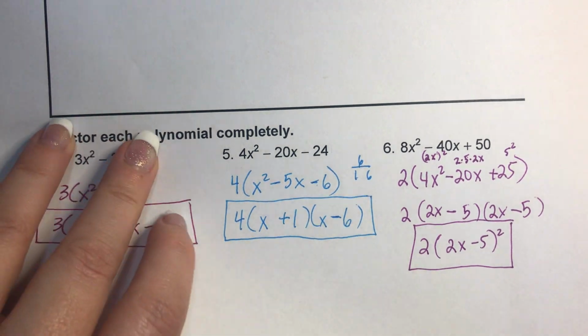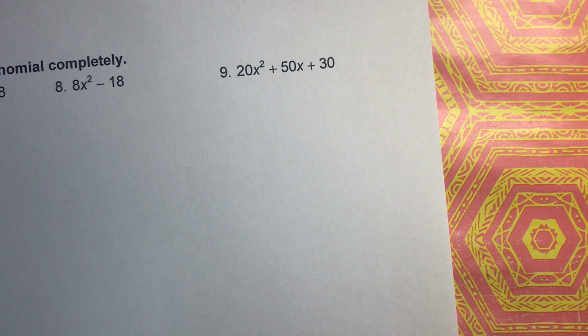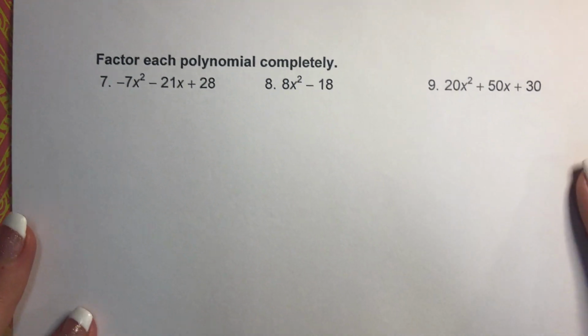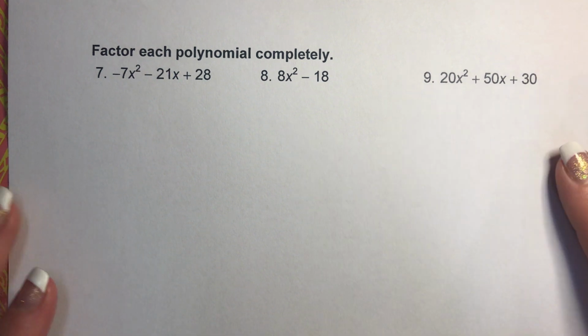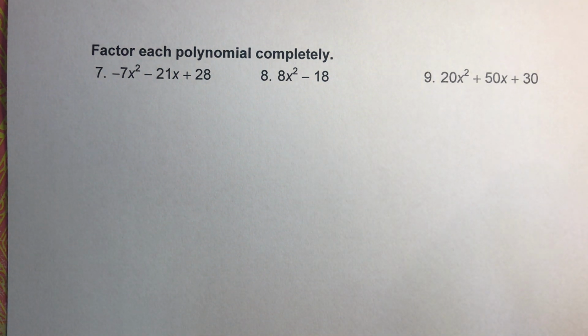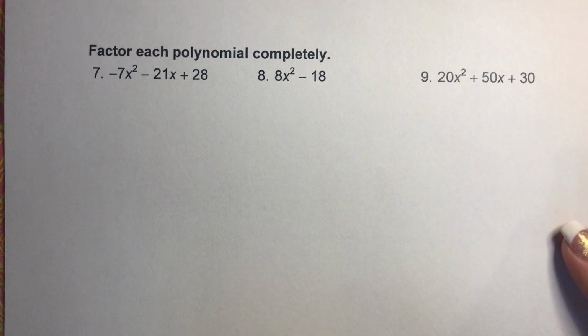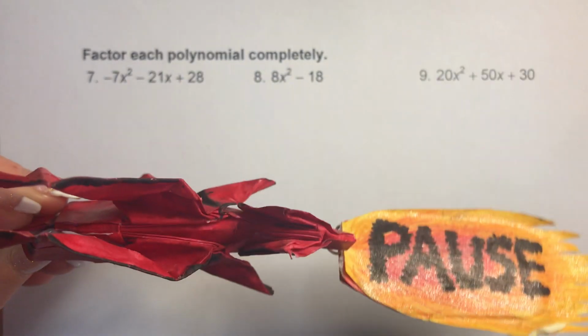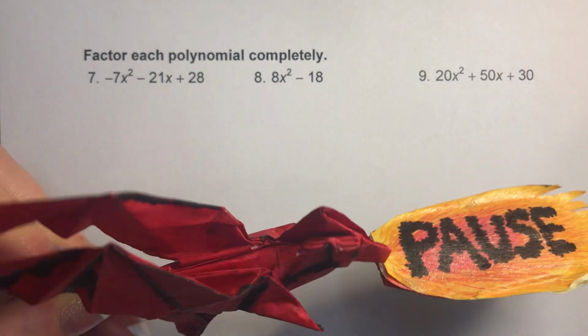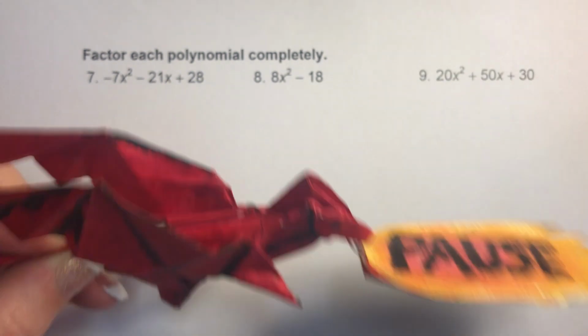Okay, let's do a couple more problems. So I want you to try this: 7, 8, and 9. So here's my friend the pause dragon, to remind you to pause your device. Go ahead and work out 7, 8, 9. When you get done, press play and we'll talk about them together. All right, see you in a bit.